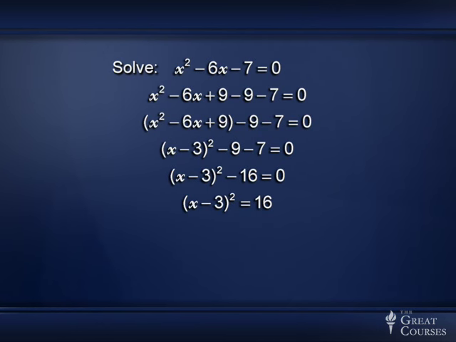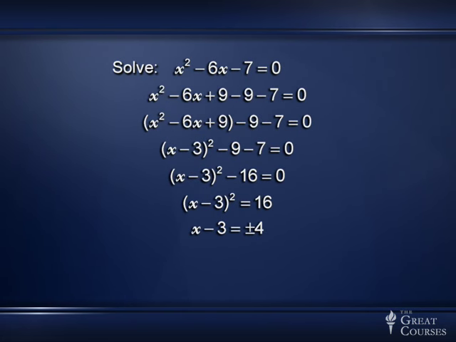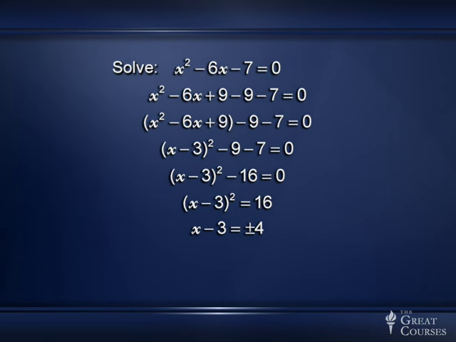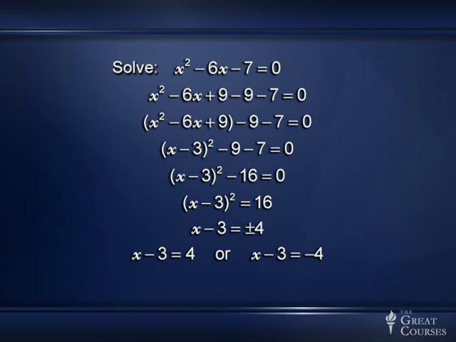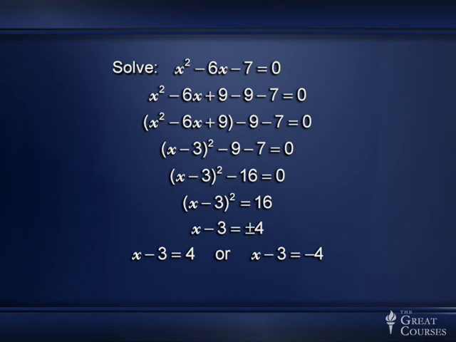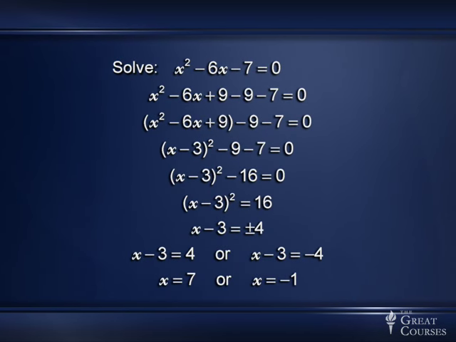And now I can pull out the square root tool from the previous lesson, and I take the square root of both sides, and I have x minus 3 equals plus or minus the square root of 16, which is 4. So I really have two equations. x minus 3 equals 4, or x minus 3 equals negative 4, and if I add 3 everywhere, I get x equals 7, or x equals negative 1.